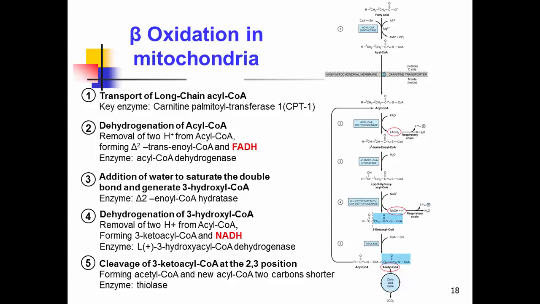And the final reaction is the cleavage of acetyl-CoA molecules, right, from the acyl-CoA molecule. And the enzyme that catalyzes this reaction is a thiolase. And so you can see in 1 cycle you remove a 2 carbon molecule, which is acetyl-CoA, right? And you get a fatty acyl-CoA that is 2 carbons shorter.